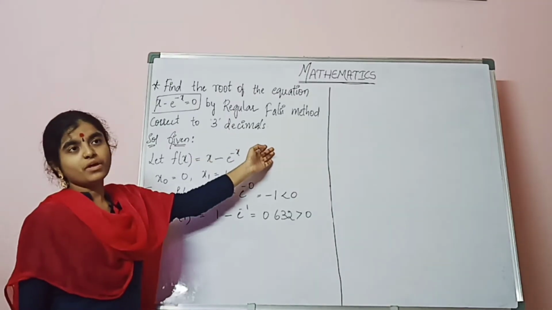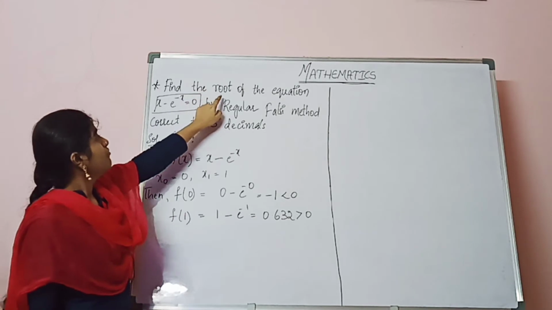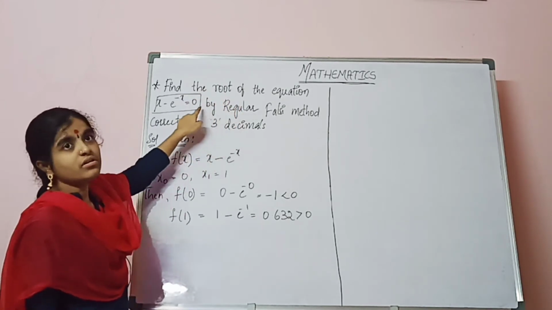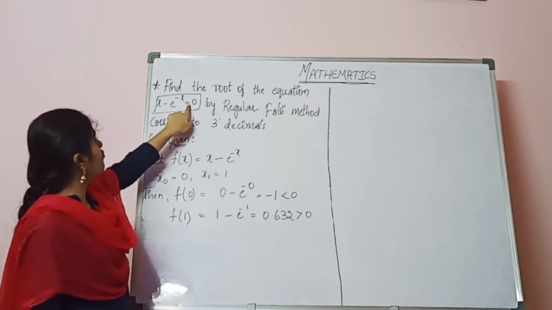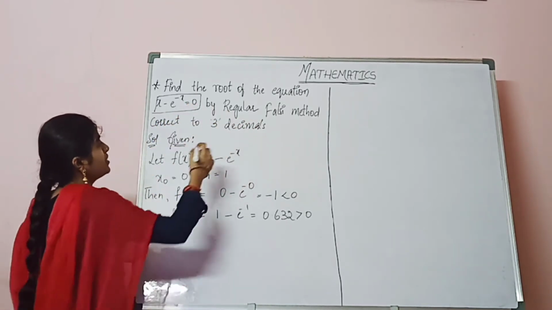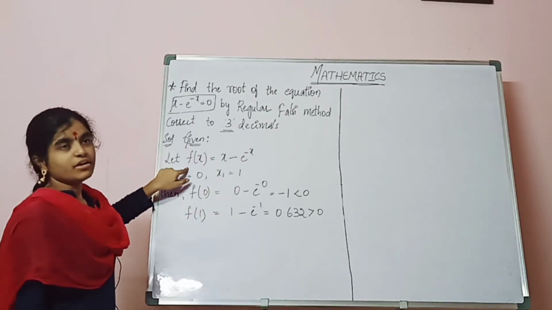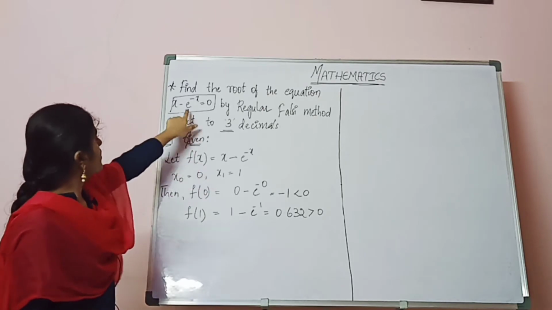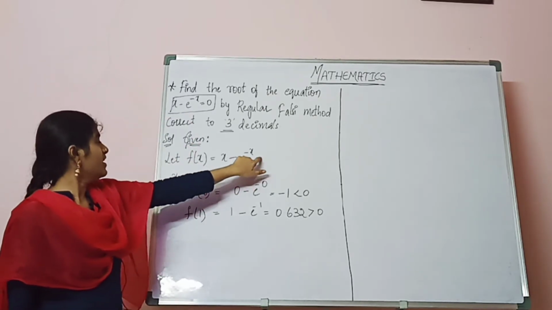Let us do a problem based on the regula falsi method. What is the problem given here? Find the root of the equation x minus e power minus x equals 0 by the regula falsi method, correct to 3 decimals. So what is given here? Let f of x equal, what is the equation given in the question, f of x equals x minus e power minus x.